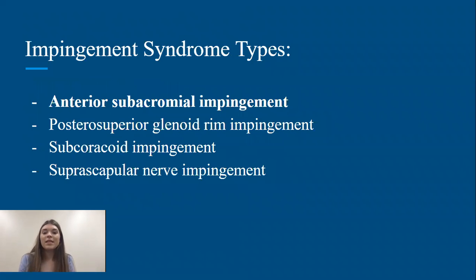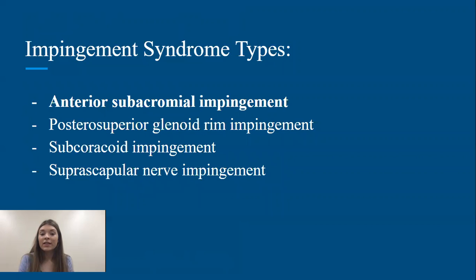There are four common types of shoulder impingement syndrome. Those types are anterior acromial impingement, posterior superior glenoid rim impingement, subcoracoid impingement, and suprascapular nerve impingement. The potential causes of each type differ. Beginning with anterior subacromial impingement, this is when tissues filling the subacromial space are trapped between the humeral head and the coracoacromial arch. Those soft tissues are the subacromial bursa, supraspinatus tendon, and biceps tendon.